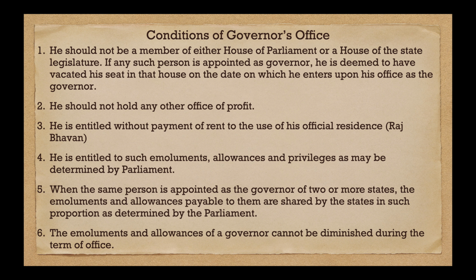2. He should not hold any other office of profit. 3. He is entitled without payment of rent to the use of his official residence, which is the Raj Bhavan. 4. He is entitled to such emoluments, allowances, and privileges as may be determined by Parliament. 5. When the same person is appointed as the governor of two or more states, the emoluments and allowances payable to them are shared by the states in such proportion as determined by the Parliament. 6. The emoluments and allowances of a governor cannot be diminished during the term of office.